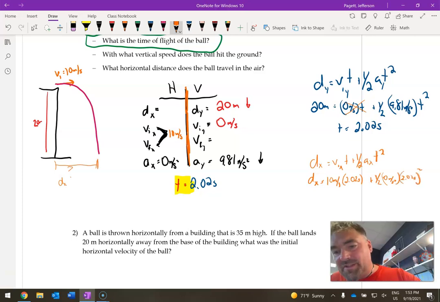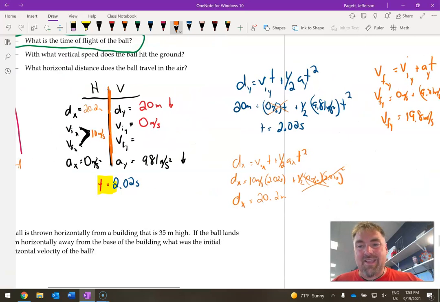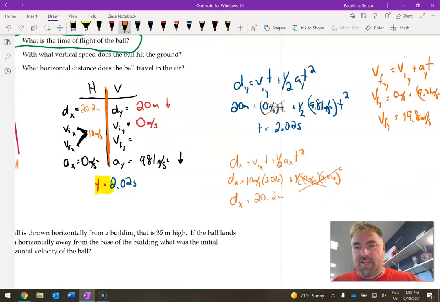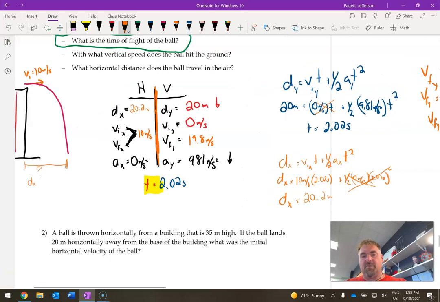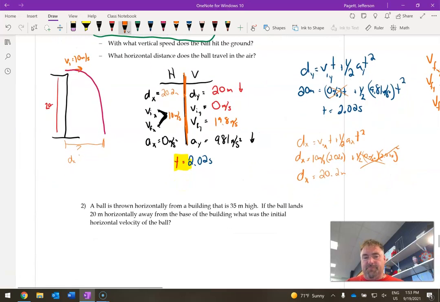And that was kind of overkill because anything times 0 is 0. So my dx becomes 20.2 meters. And so this thing is going to go forward 20.2 meters. It's going to stay in the air for 2.02 seconds, and it's going to hit with a speed of 19.8 meters per second vertically. Okay, so let's take a look at the next one.